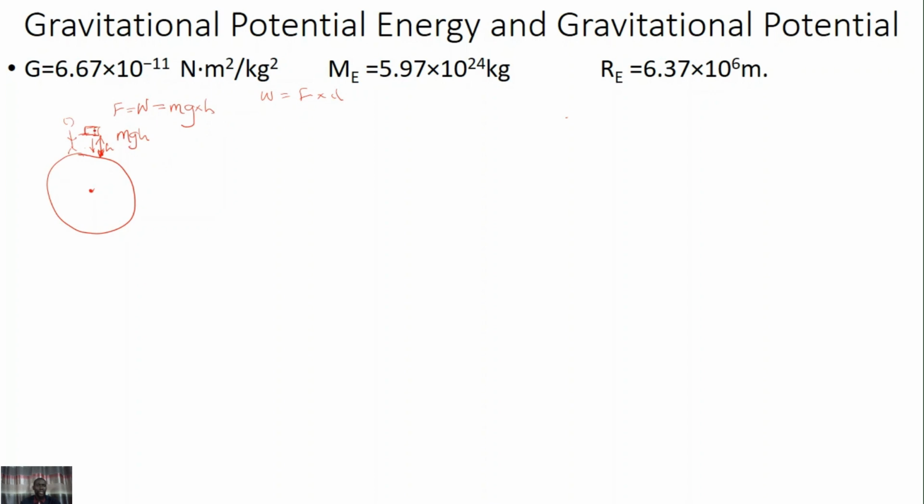Therefore, the potential energy that is stored in a body that is held at height h from the surface of the earth is equal to mgh, which is the potential energy that is due to the gravitation. Okay, so which is otherwise known as gravitational potential energy. Gravitational potential is the potential energy divided by the mass of the body. That is what gravitational potential is.